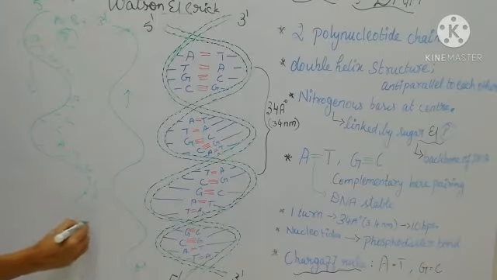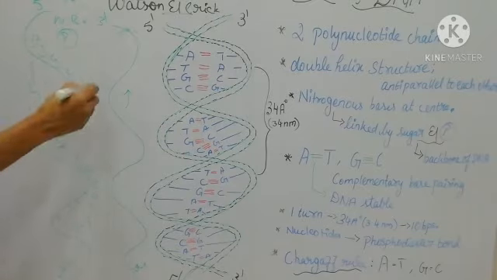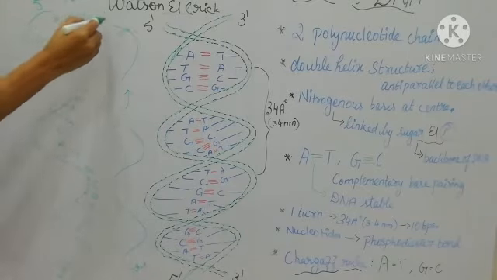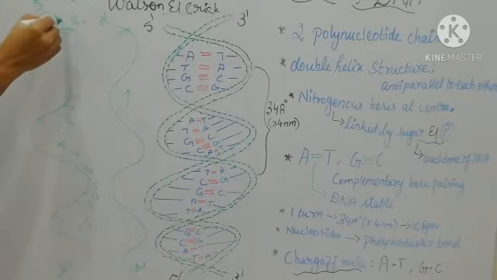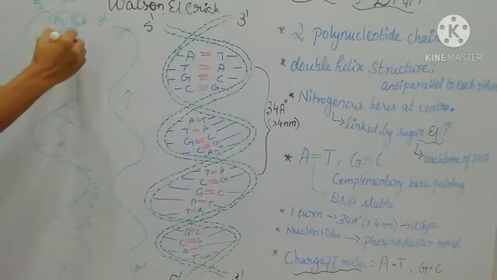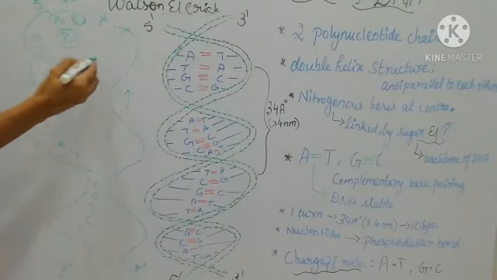And these nitrogenous bases are linked by the sugar and phosphate group. So in this we can see the nitrogenous bases will be present at the center, and the sugar molecule and the phosphate group remain, and these two molecules will be present in this chain.